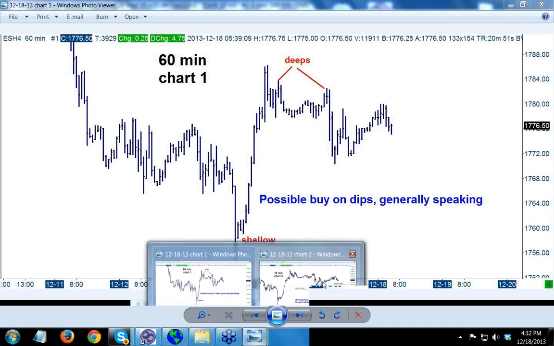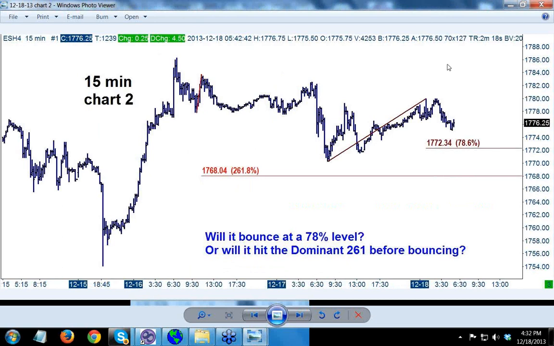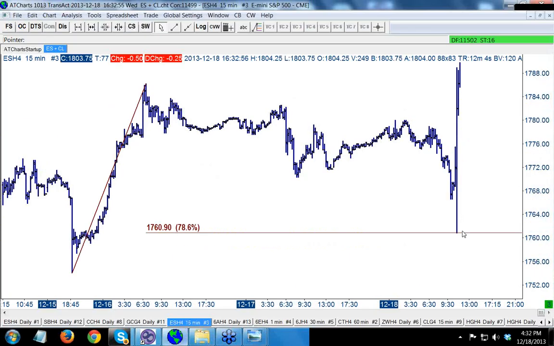If I'm aggressive, the question is: will it bounce at this 78%? Or will it come down closer to this 261 of the dominant? Well, actually, it's 70% of the whole range. But I'm looking for a bounce. Where is it going to drop down to for me to buy? Because you have a shallow going up this way and deeps off the highs over here, and here, the bias is to buy on dips. Sure enough, it dipped all the way down here.